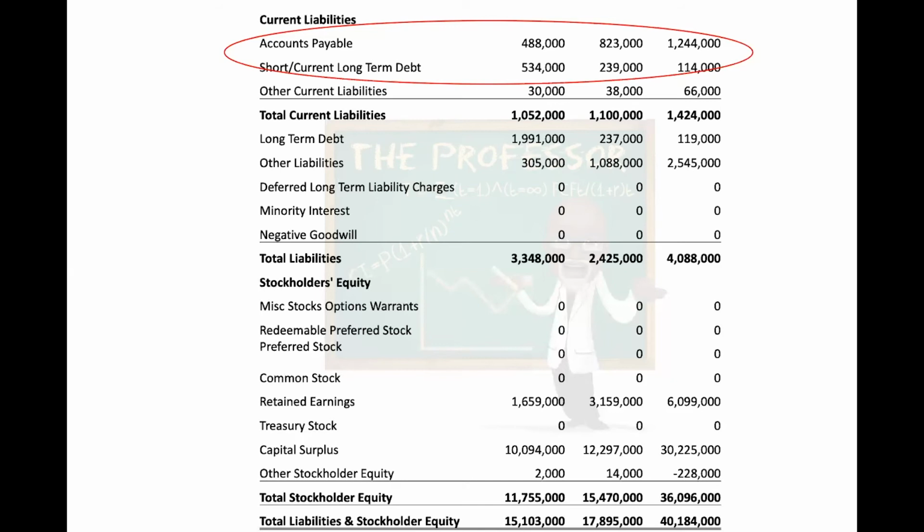Short/current long-term debt is not a current liability. It's in this section because this is what comes due in the next 12 months on our long-term debt. This short and current long-term debt is interest bearing. In other words, there's interest being charged on this amount of debt. And underneath that, we have our current liabilities. Our total current liabilities are going up.